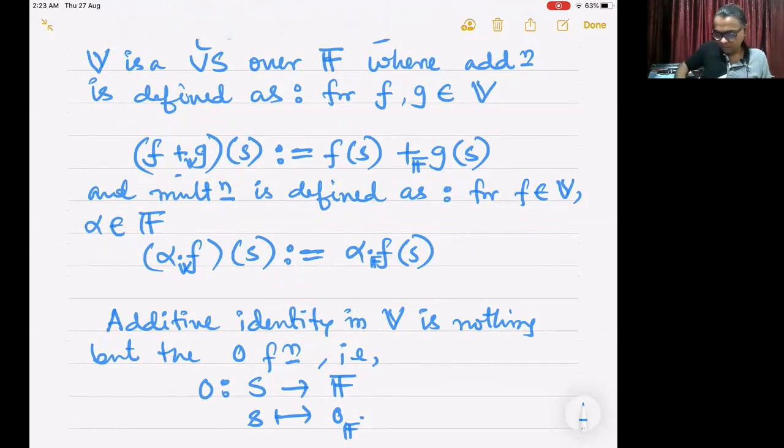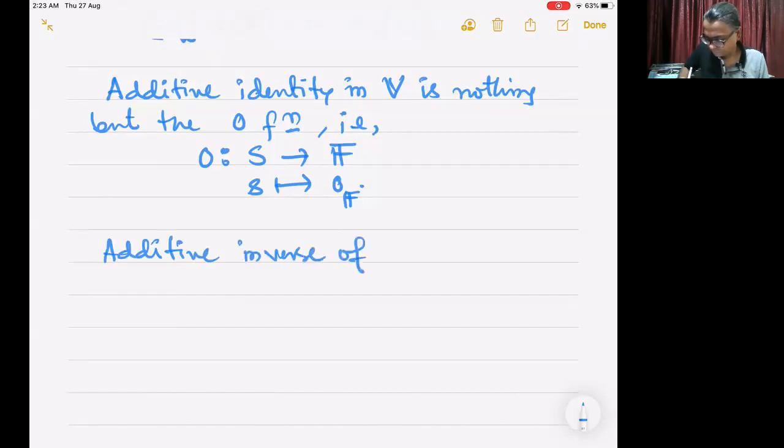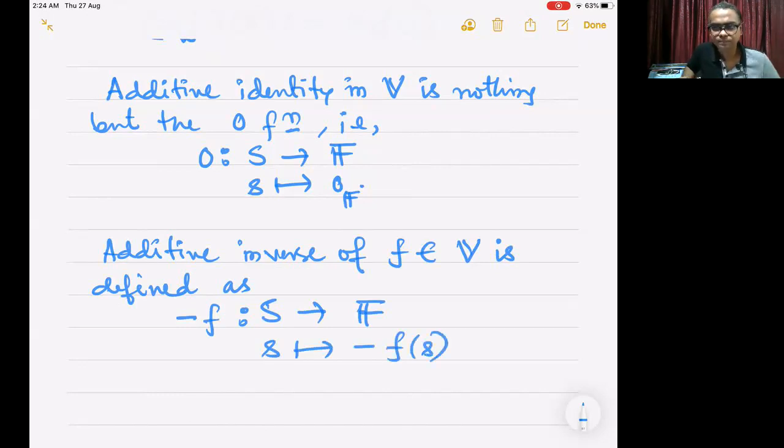And of course, the additive inverse of f in V is defined as minus f, which is a map from S to F. What does it do? Every s it sends to minus f(s). You can check that this is the additive inverse.